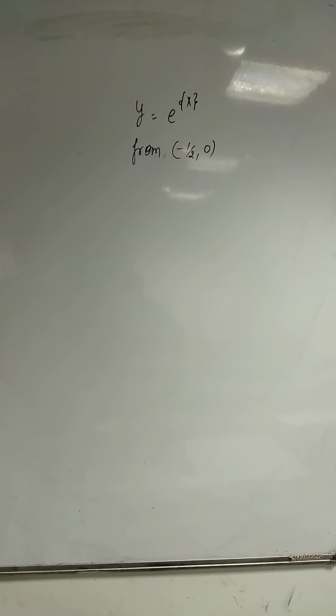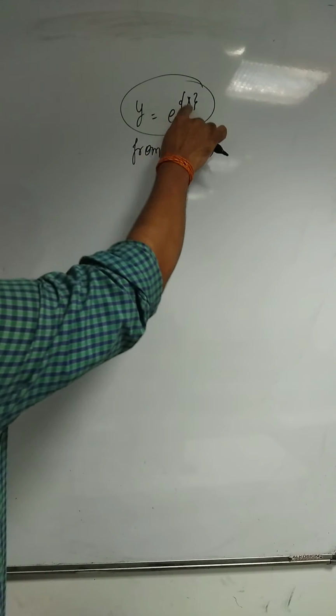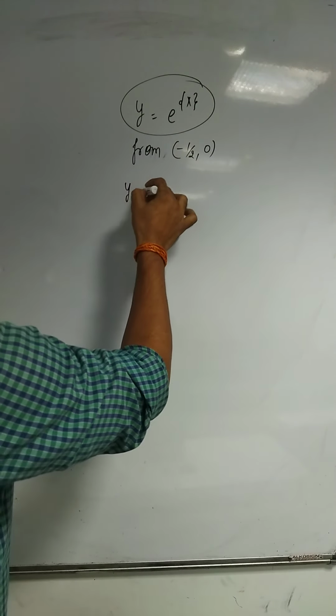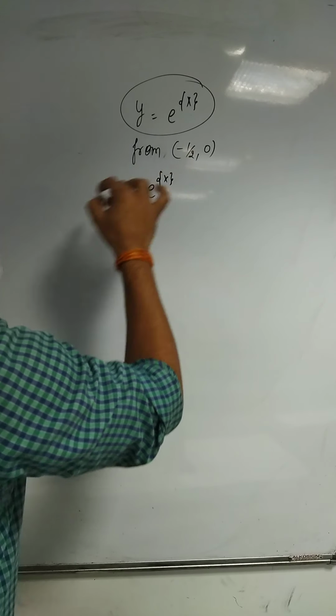Find the number of common tangents to the curve y is equal to e to the power fractional part of x from the point minus half comma 0. So how many tangents can be drawn to this curve from the point minus half comma 0? And this is the fractional part of x. So y is equal to e to the power fractional part of x.